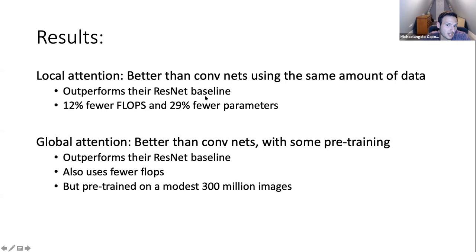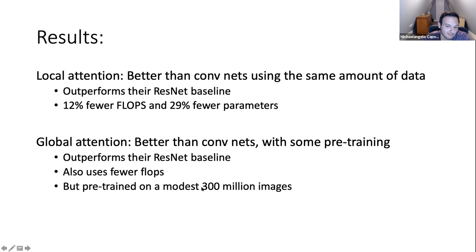So now for global attention, once again, they replaced entirely the whole network with just transformer layers. It outperforms the ResNet baseline, which I guess is a ResNet with a similar number of parameters. Or I should say apples to apples in terms of the ResNet baseline using the same number of flops, they outperform ResNet. But generally, for a given amount of accuracy, they can achieve that accuracy in fewer flops. But there's this huge caveat, which is that it's pre-trained on this, I call it modest, 300 million images.